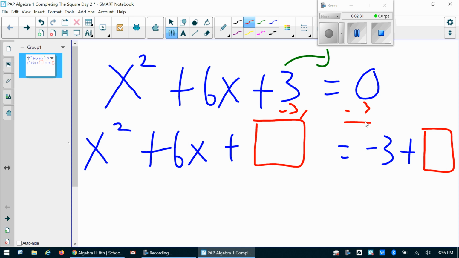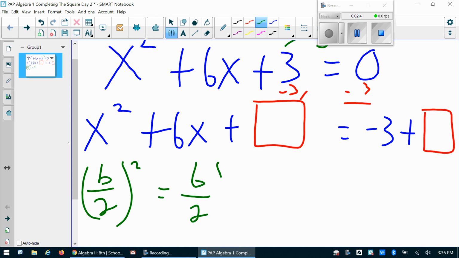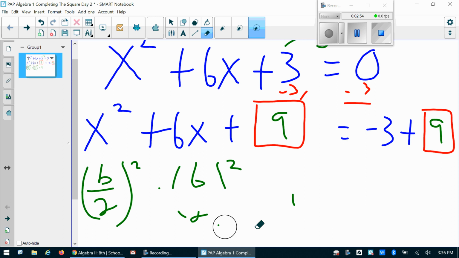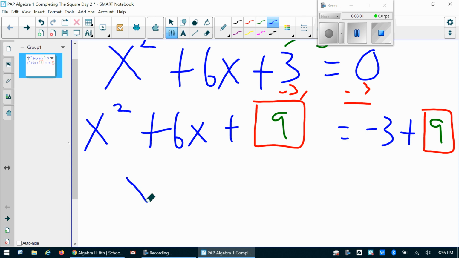Okay. We discussed that our general formula is b over 2 all squared. In this case, b is 6. 6 over 2 is 3. 3 squared is 9. I'm going quickly here because we have lots of examples to cover. That's where that 9 came from. When we factor, we're going to get x plus 3 all squared equals negative 3 plus 9, which is 6.